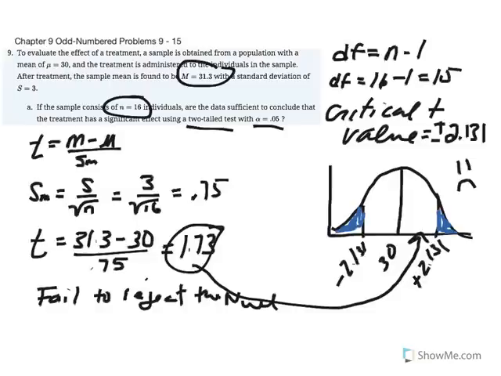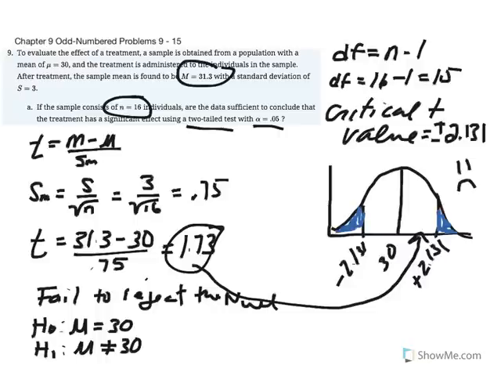Again, what we were trying to determine is if the sample mean of 31.3 was statistically and significantly different from the population mean of 30. Let's not lose sight of what the null would state. Mathematically, the notation would have stated that mu treated would equal 30, and the research hypothesis would state that mu treated would not equal 30.